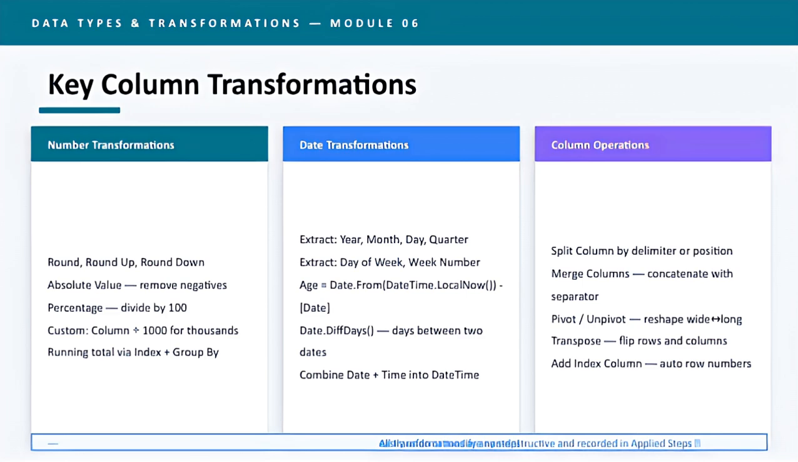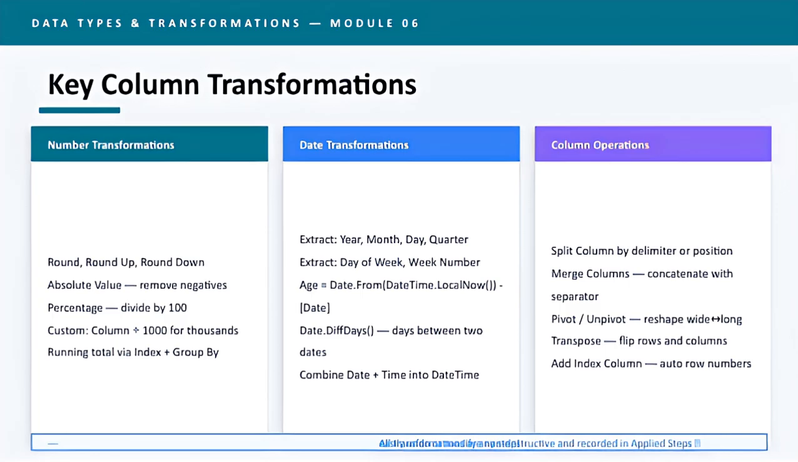When working with dates, we can extract components like year, month, day, or quarter, and also determine the day of the week or week number. Calculating age is easy. Subtract the date from the current date to find the number of days since. We can also find the difference in days between two dates with Date.DiffDays. Combining date and time into a single date-time value is another common task.